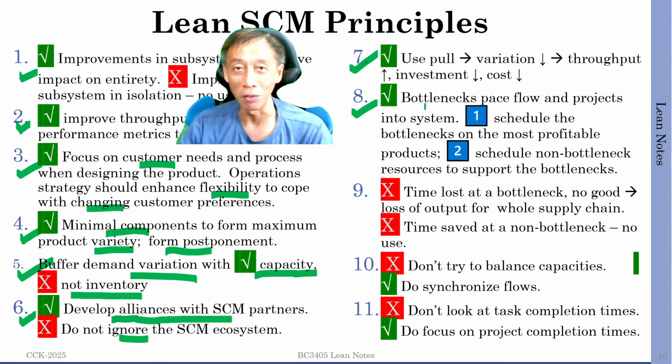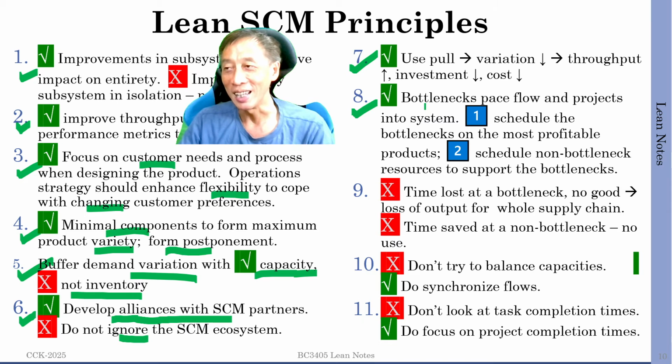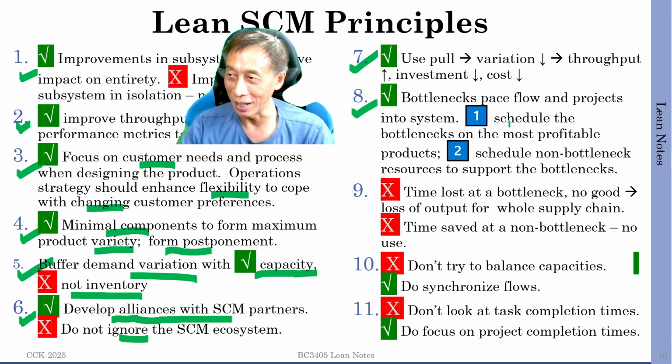The bottleneck, instead of being the weakest to be condemned, to be blamed, is the other way around. It should be respected, should be the central scheduler, right? Schedule the bottlenecks on the most profitable products. So it should be the central scheduler.